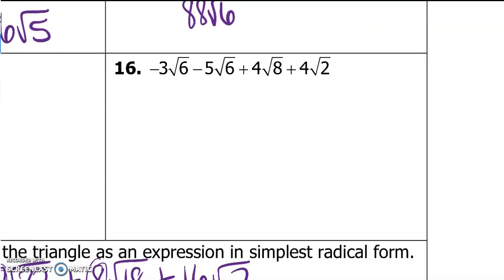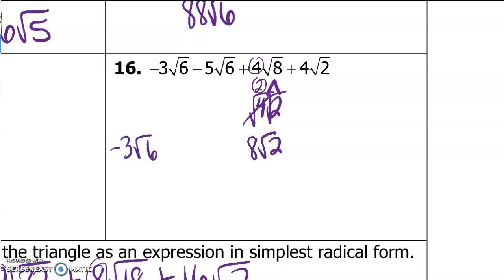They all look pretty good except for the 8 needs broken into 4 times 2. Square root, square root. This becomes 2, so 4 times 2 gives me 8 square root of 2. So if you need to write it all out, you can. Negative 3 square root of 6 minus 5 square root of 6 plus 8 square root of 2 plus 4 square root of 2. And maybe you don't have to write it all out, and that's great.